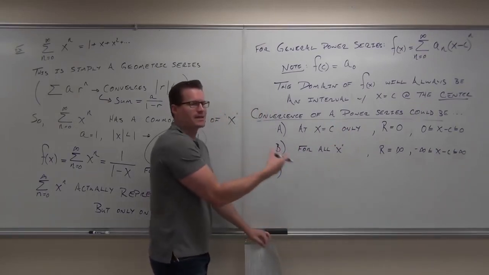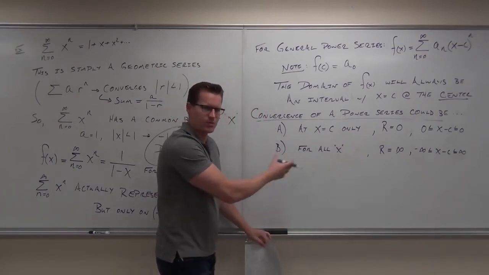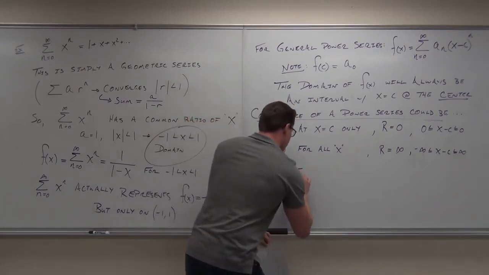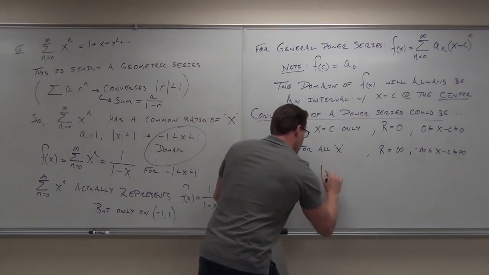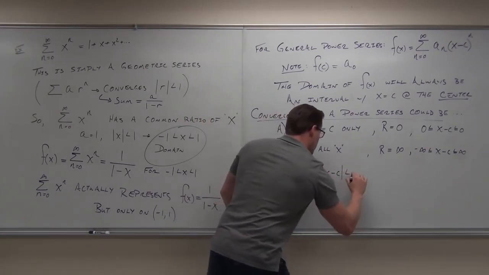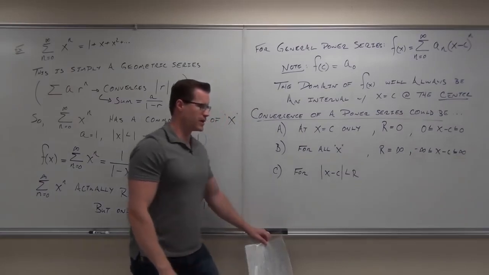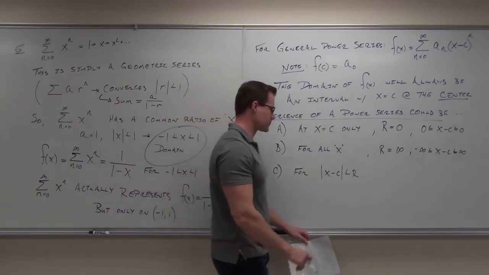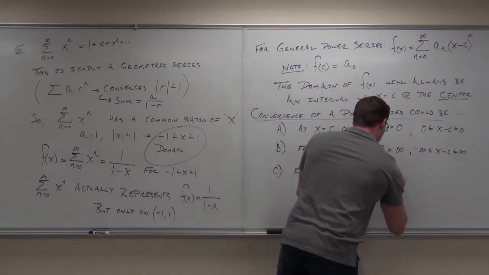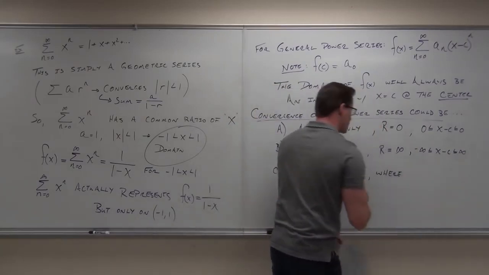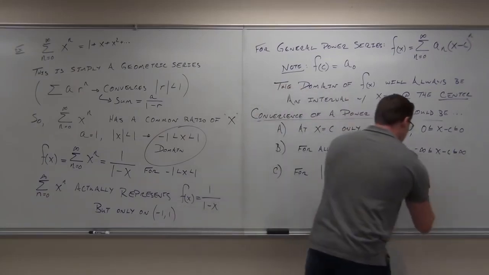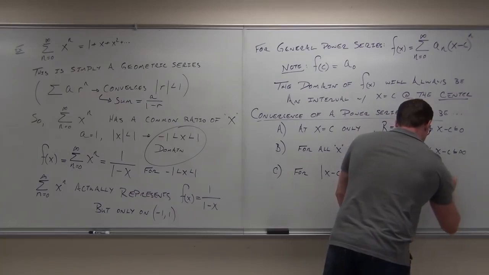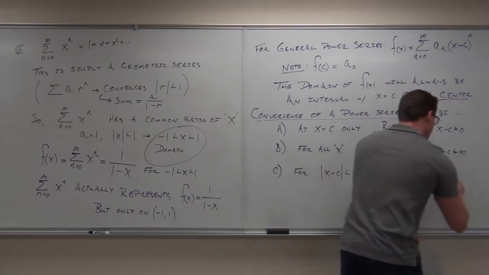These are the more interesting ones to me. I like to spend most of my time here. We can have convergence for values that are within a certain radius. Where, and this is mathematically how you say this, if you're outside of that radius, you get divergence.